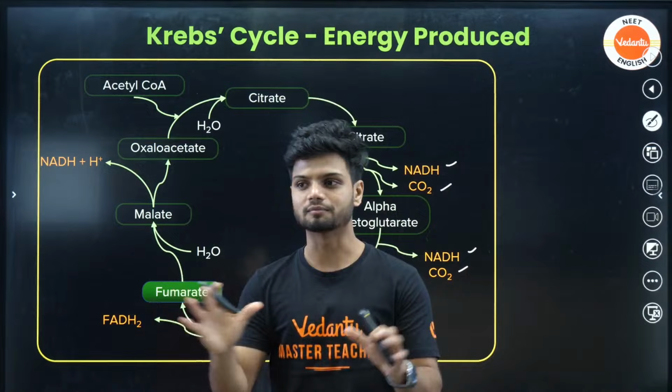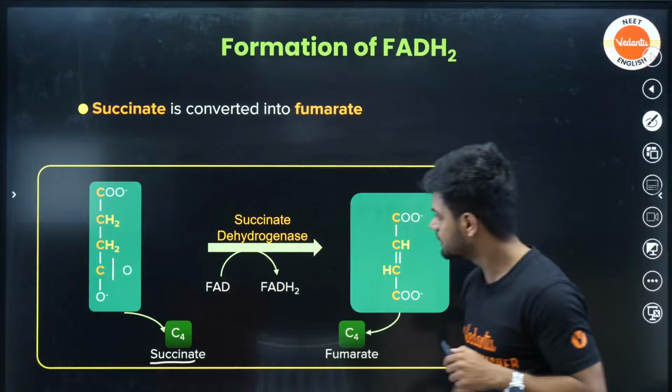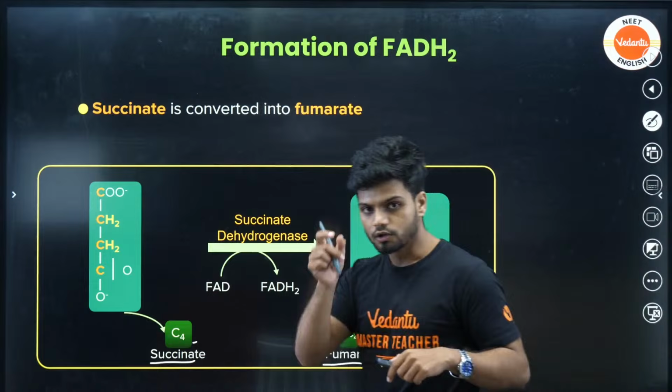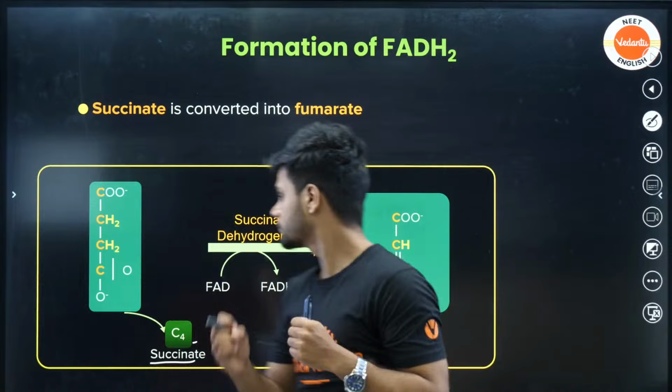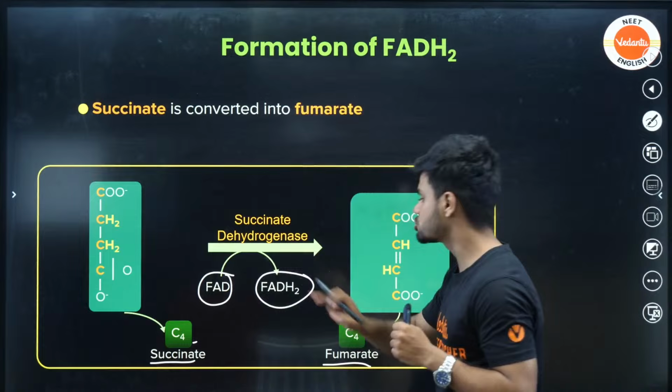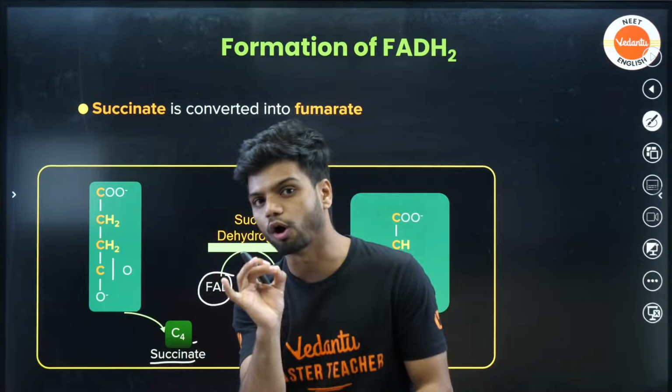Now succinate gets converted to fumarate. Is there any carbon number change? No. So is there any decarboxylation? No. But in your matrix, we have certain protons. Those protons are taken up and it converts FAD to FADH2, and the enzyme involved, students, is called succinate dehydrogenase.